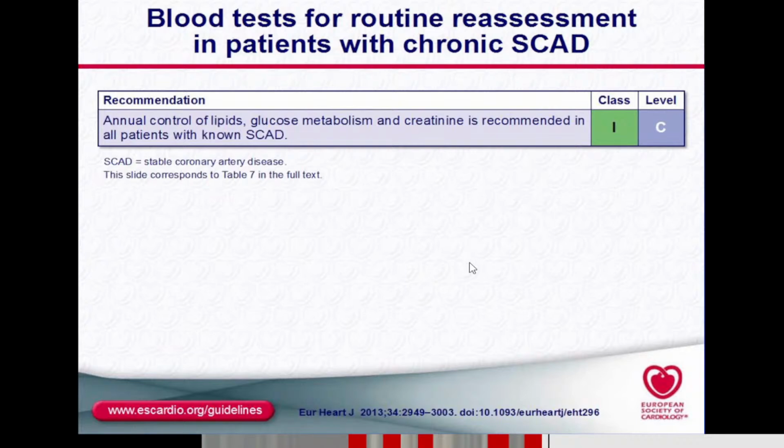Do we need some blood tests for routine assessment? Sure. And we have to control the level of lipids, glucose metabolism, and creatinine. And such a panel of investigations is strictly recommended in all patients with known stable coronary artery disease.